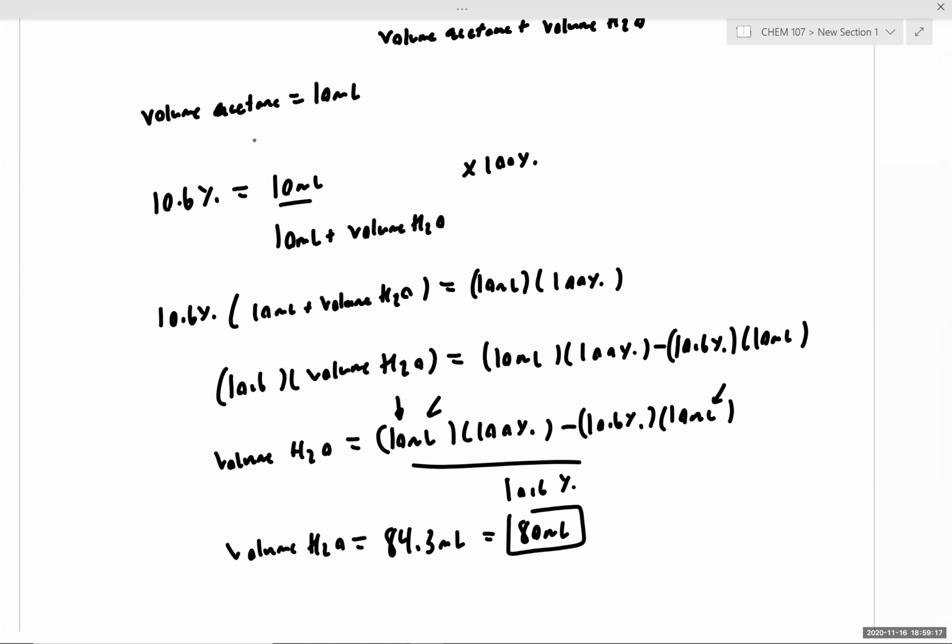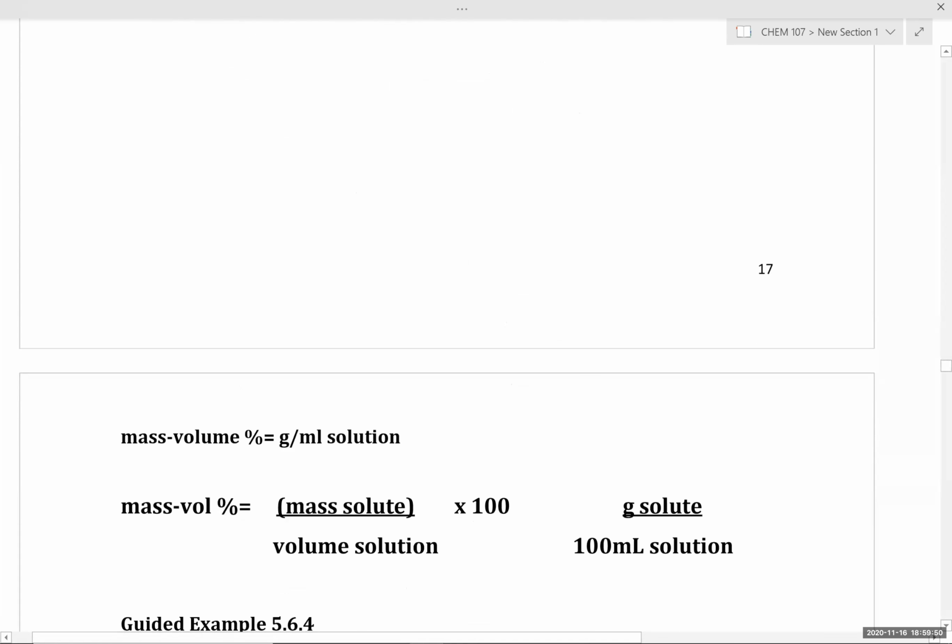Perfect. Any other questions on this example? Okay. Professor, so when we multiply the volume, the 10 mL, we don't enter the percentage, we just multiply it by 100 and then subtract the other two. Yep, exactly. Okay, thank you. Perfect. So let's keep going now.